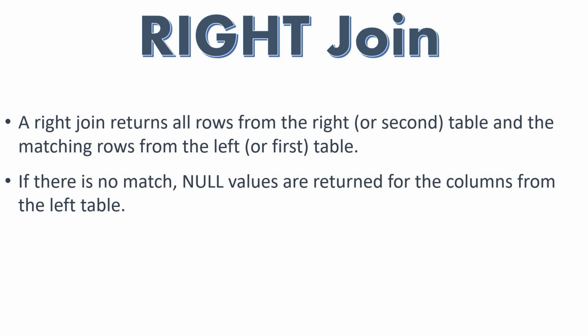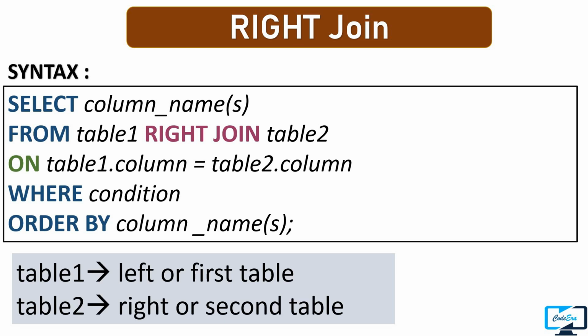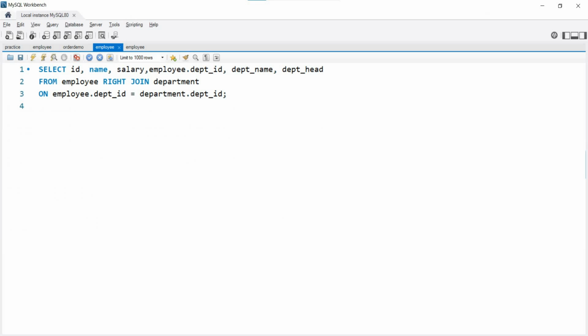So guys, for the right join, the table mentioned on the right hand side is the main table, or the right table. So the right join is exactly opposite to the left join. Here is the syntax to use right join. In place of left join, we have to write right join and the rest of the query will be the same as before. Here table 2 is the right and the main table. So let's execute our first query using the right join.